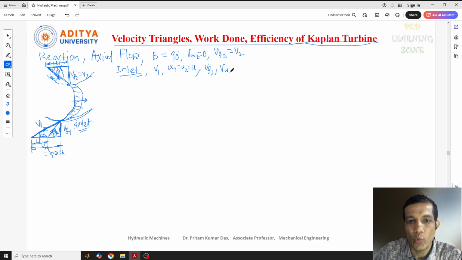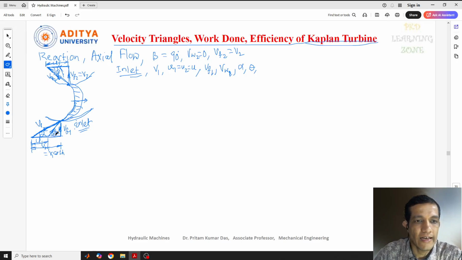Similarly, VW is nothing but the wheel velocity. Let's consider 1 for all these things. VW1 is the wheel velocity at the inlet condition, and also we can say it is the horizontal component of velocity of jet. Similarly, alpha is the runner angle, or you can say the blade angle, and theta is the vane angle here.